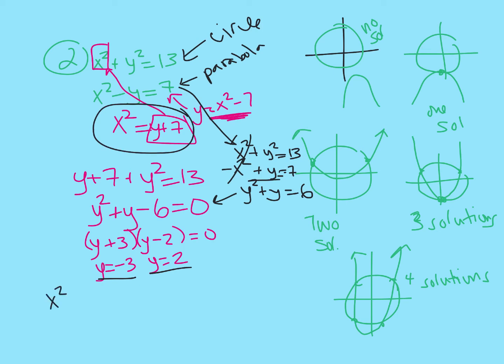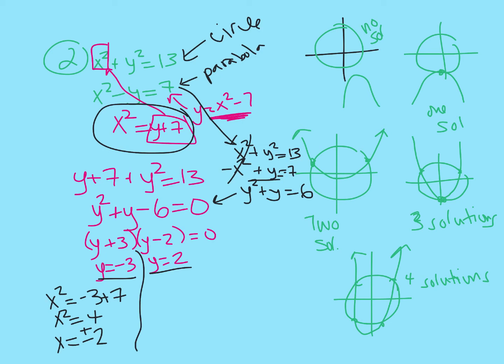I get x squared is equal to negative 3 plus 7, which gives me x squared is equal to 4. Another thing that's really nice is 4 is a perfect square. I need to take the square root of both sides. Remember that when you take the square root of both sides, you're going to get a plus and minus. So I get a value at x equals positive and negative 2. This is for y equals negative 3.